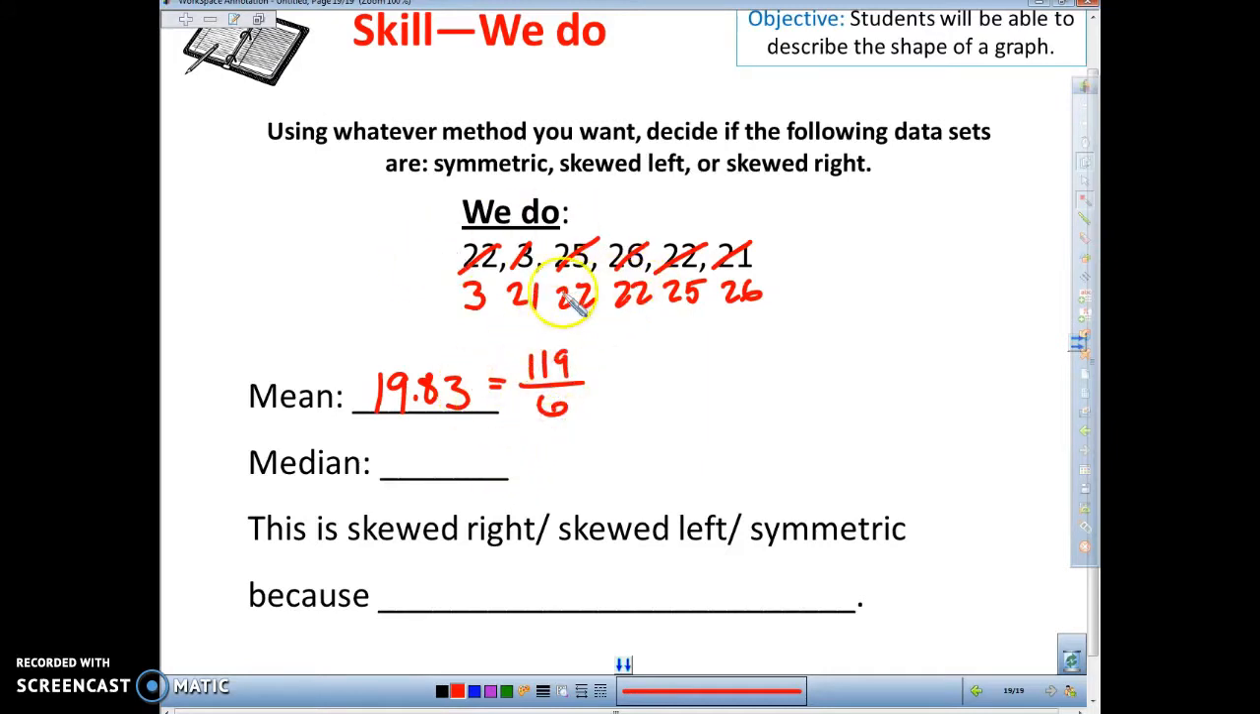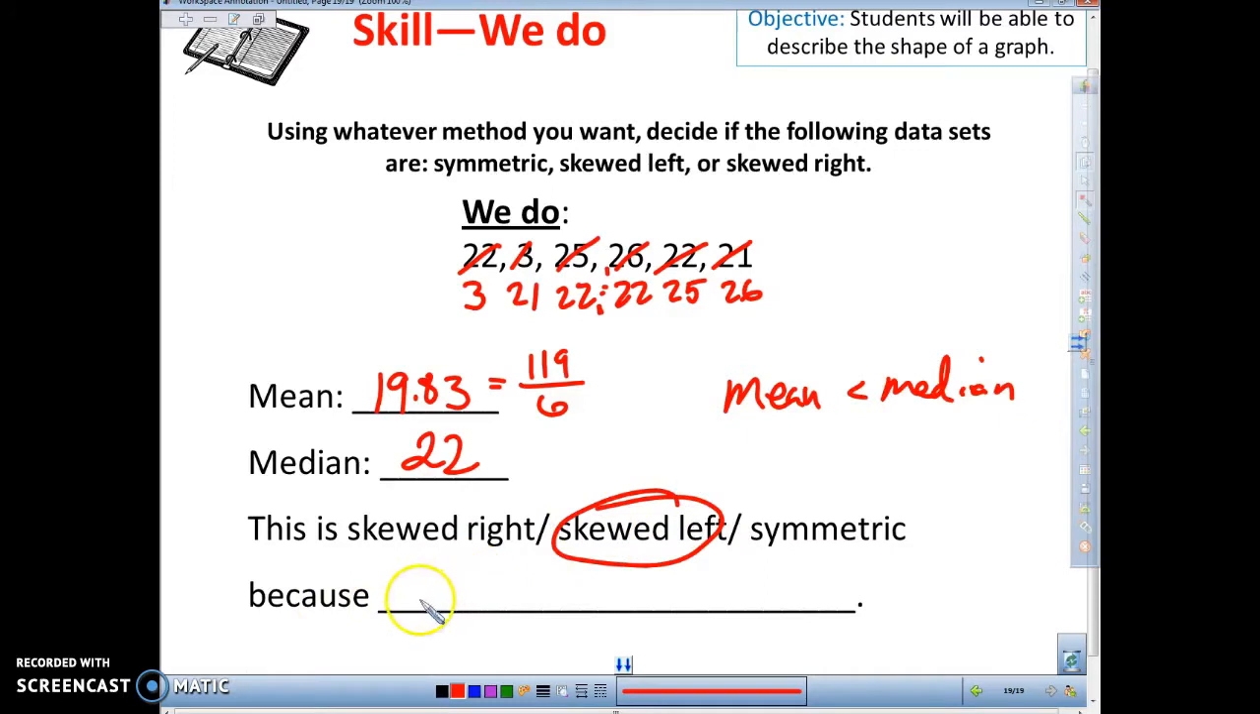The median, that's the middle value. So since I have 6 numbers, I know I'm going to have to take the average of 2, and my middle 2 numbers are 22 and 22. Well, the average of 22 and 22 is just 22. Right? So therefore, since the mean is less than the median, this tells me that this is skewed left, because my mean is on the left side of my middle, and my tail is being pulled to the left.